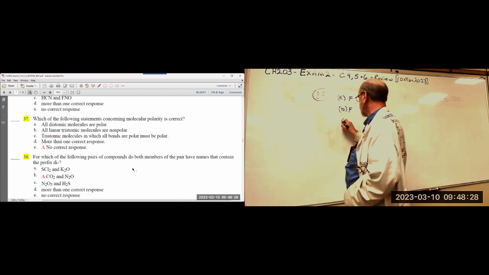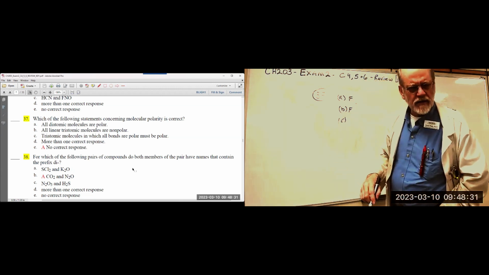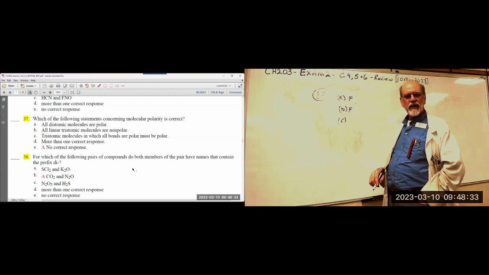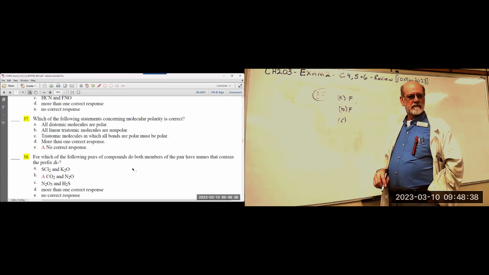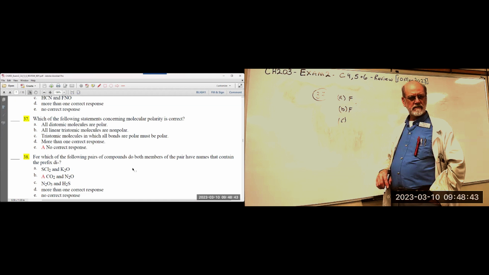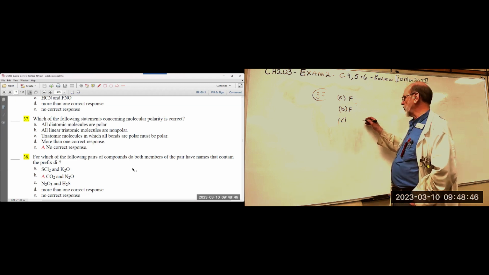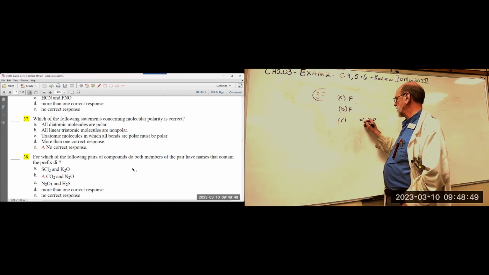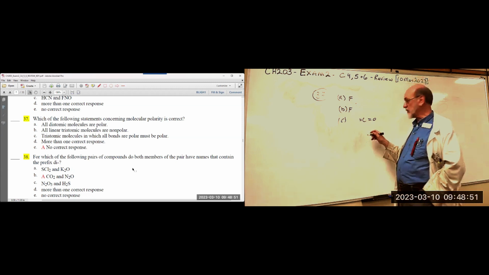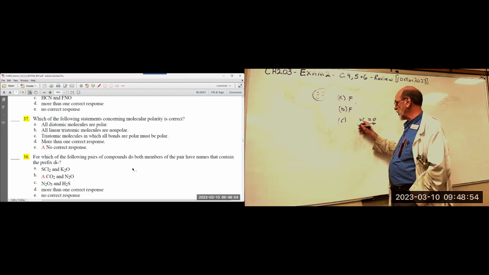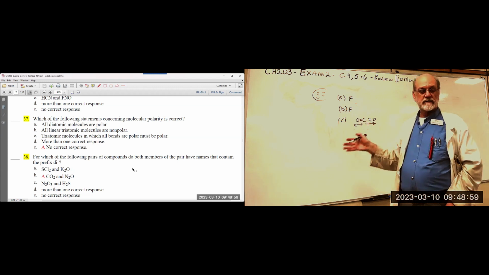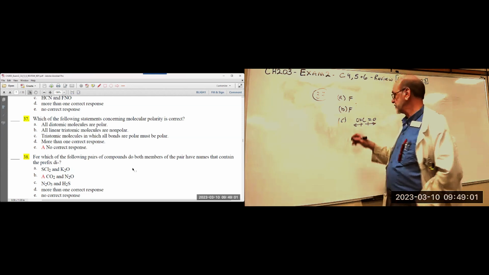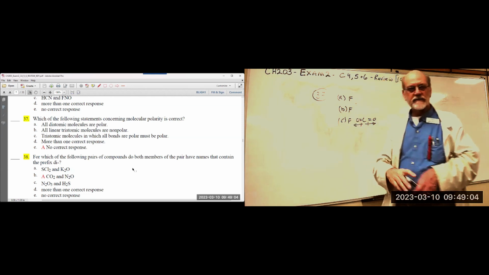How about C? What does C say? Triatomic molecules in which all bonds are polar must be polar. Oh, I showed you before, right? Carbon dioxide is a triatomic molecule. This bond is polar that way and it's polar this way for the other oxygen. But they cancel each other out, right? So C is false also. There are no correct answers there. They're all false.